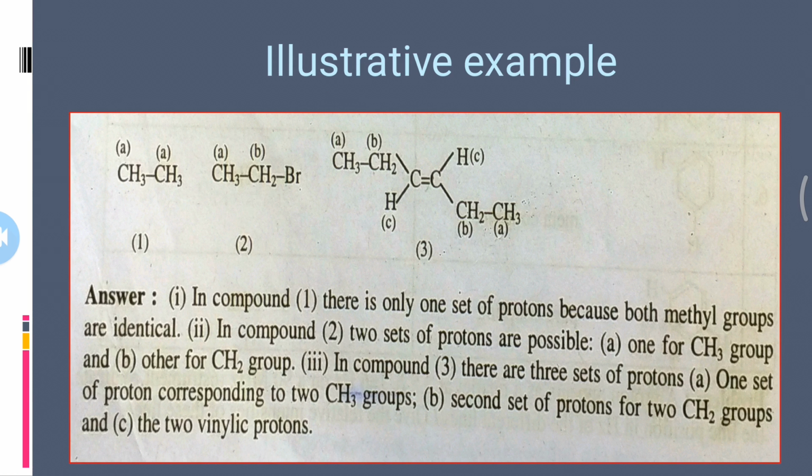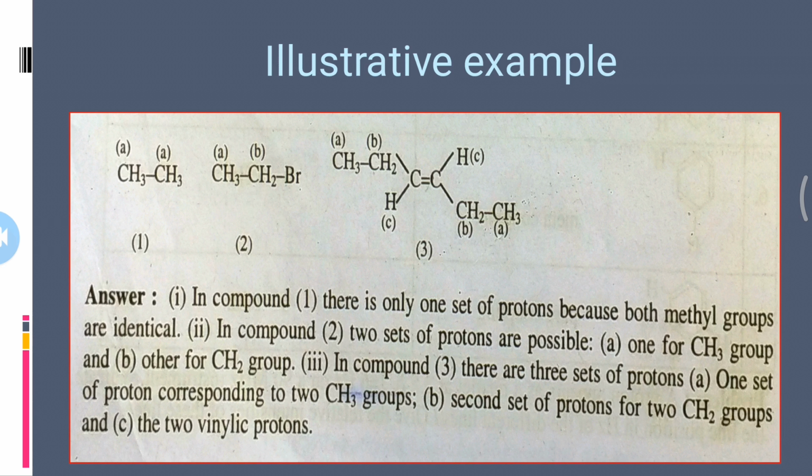So here are illustrative examples. Solved example: example first, ethane molecule. How many signals are observed for this ethane molecule? Only one. There is only one set of protons because both methyl groups are identical. They are chemically equivalent, so that's why they give only one signal.